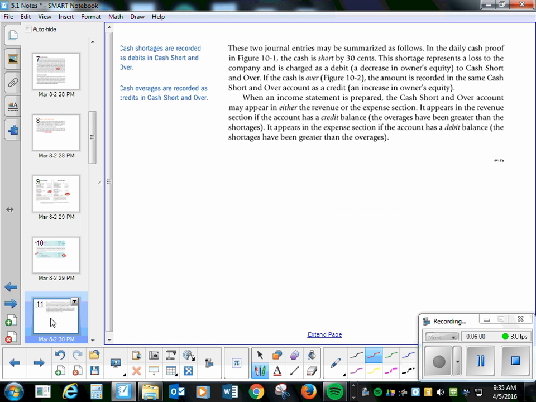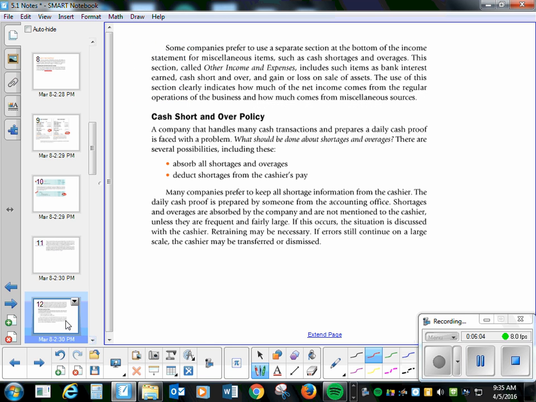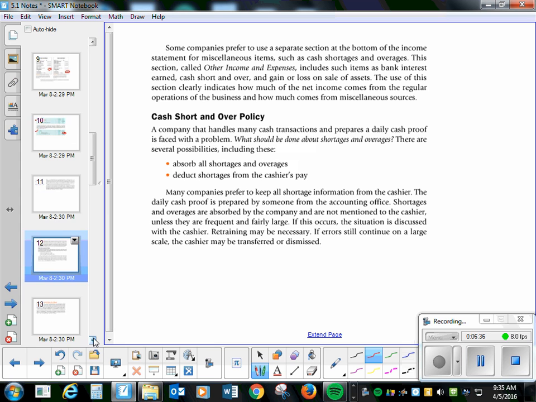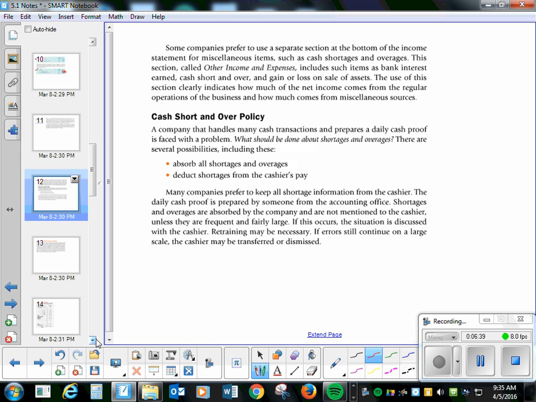Okay, so that just shows why that money was out a little bit. A company that handles many cash transactions and prepares a daily cash proof is faced with a problem. What should be done about shortages and overages? There are several possibilities, including absorbing all the shortages and overages, and deducting shortages from the cashier's pay. So if it happens all the time and it's for large amounts, they might want to start talking to the cashier about how she's handling the money and making mistakes, giving change back and so forth. Or if it's a little amount, the company can just say, hey, that happens, and we will just absorb that.